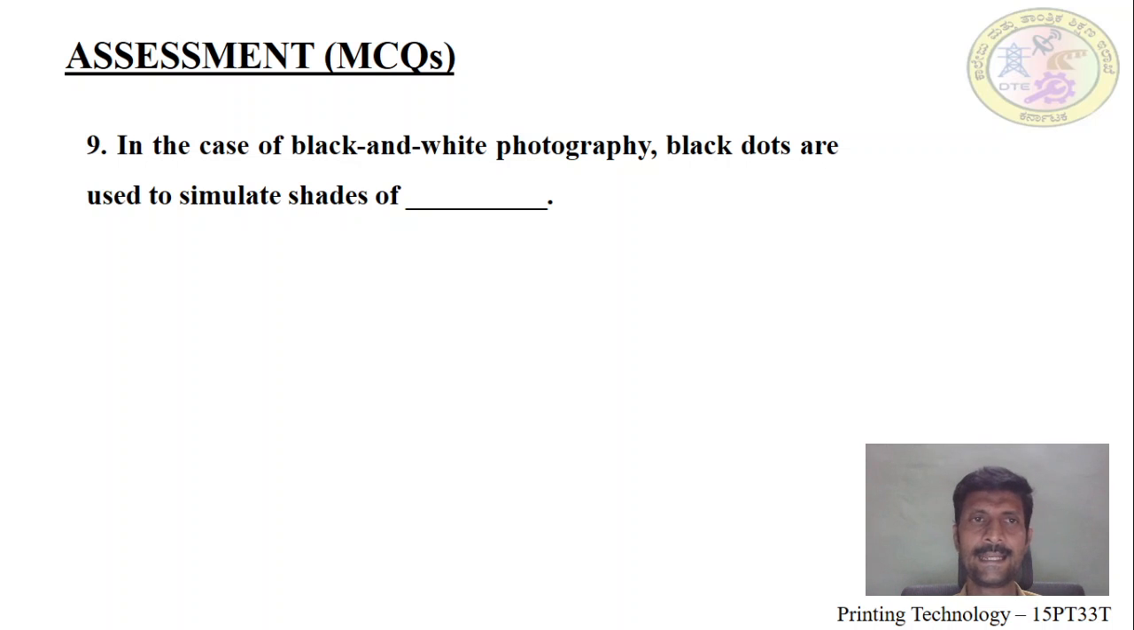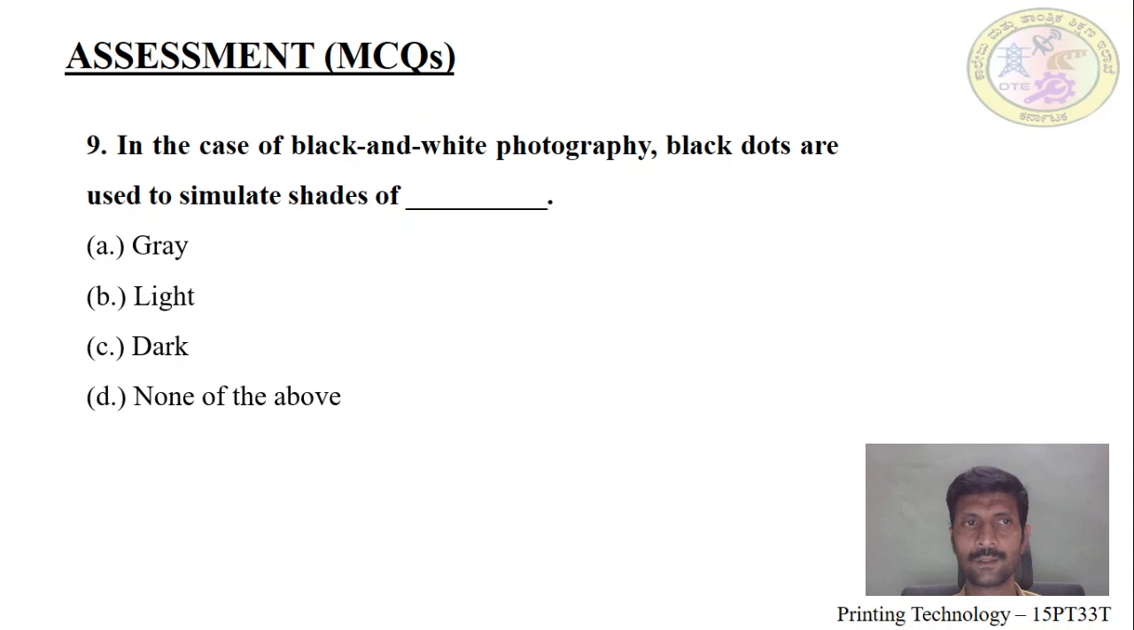Next question. In case of black and white photography, black dots are used to simulate shades of what? In black and white photography, black dots are used to simulate the shades of light or dark. You have to answer it. Either green, light, dark, black and white. There are no other colors. None of the above. If it is light, light green, okay, now you have to answer it.